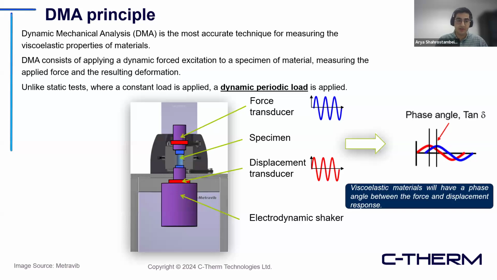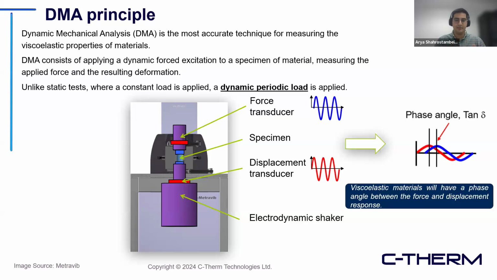It's important to mention that dynamic mechanical analysis is different from a static test. For example, a tensile test is way different than DMA. And as you can see in the picture, there's a force applied in a dynamic manner. So unlike static tests where a constant load is applied, a dynamic periodic load is applied. And the viscoelastic materials will have a phase angle between the force and displacement.